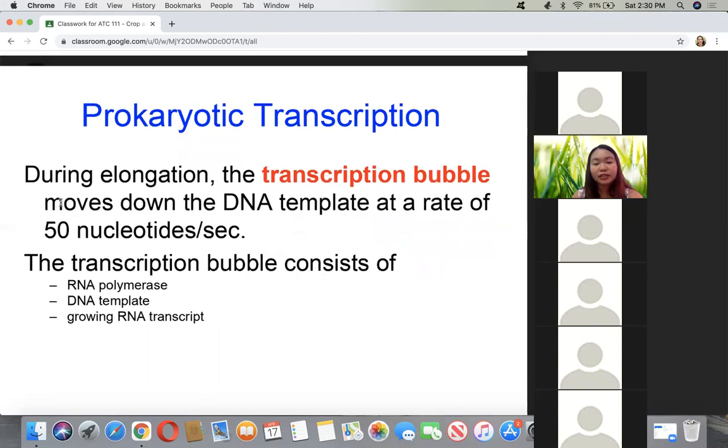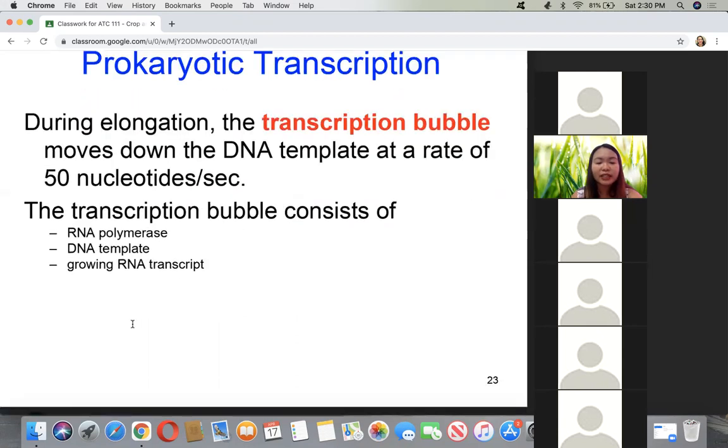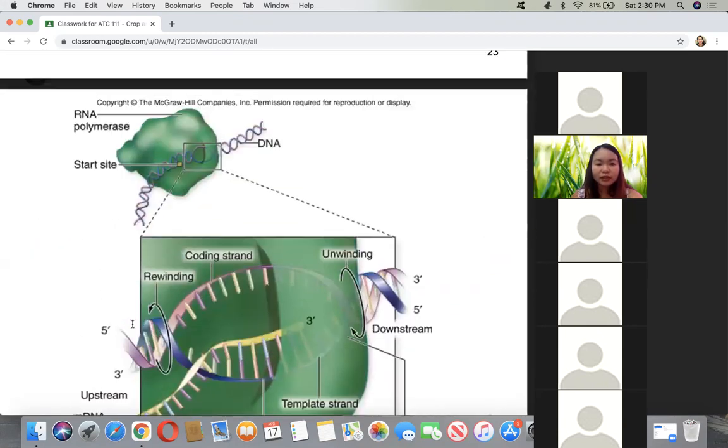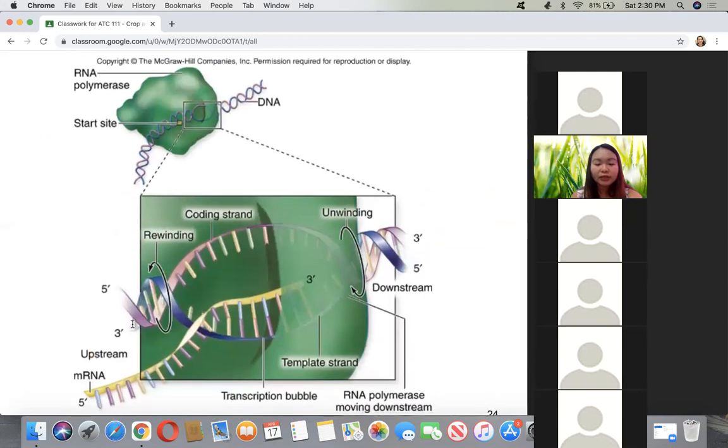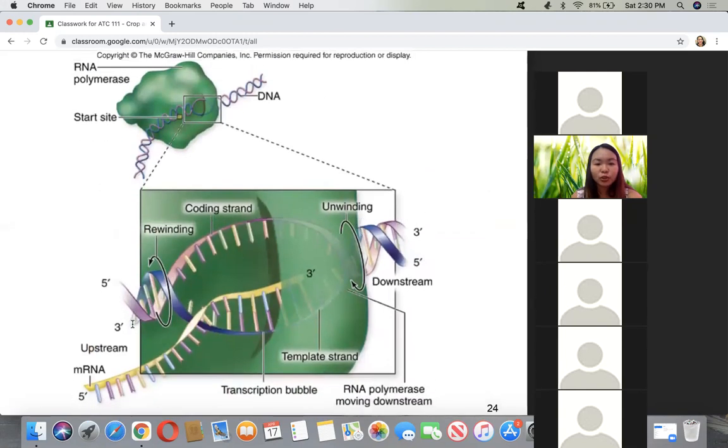And during the elongation, the transcription bubble moves down the DNA template at a rate of 50 nucleotides per second. So medyo madami siya. And the transcription bubble consists of actually RNA polymerase, DNA template, and growing RNA transcript. So in structure or in figure, visually, this can be shown on this figure, no? This is the RNA polymerase and the start site na sinasabi kanina. And these are the strands of DNA, yung template.